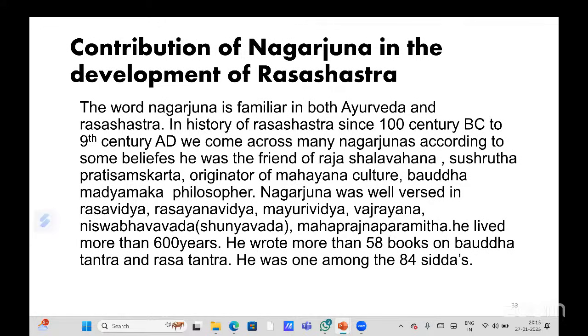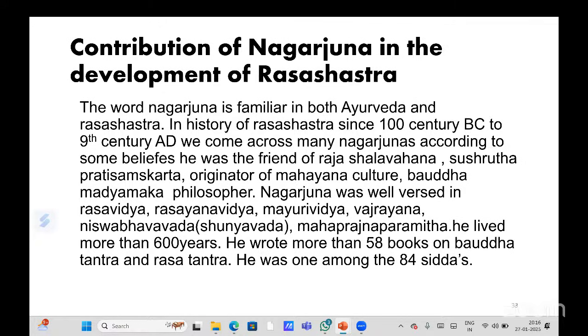That is the contribution of Nagarjuna in the development of Rasashastra. We know that the name Nagarjuna is familiar in both Ayurveda as well as Rasashastra. In the history of Rasashastra, from 1st century BC to 9th century AD, we come across many Nagarjunas. According to some belief, he was the friend of Raja Shalivahana, and Sushruta Pratisamskarta; different Nagarjunas are named. But here the contribution relates to Siddha Nagarjuna.